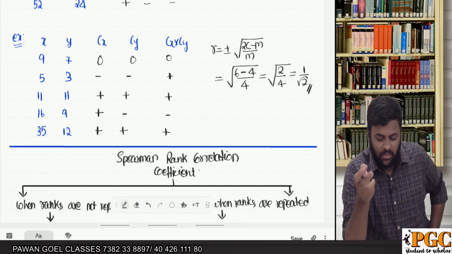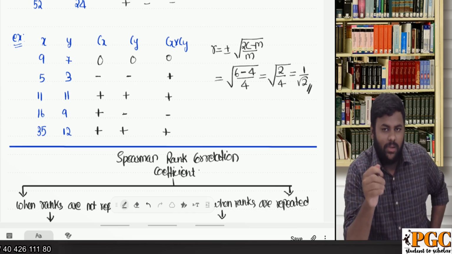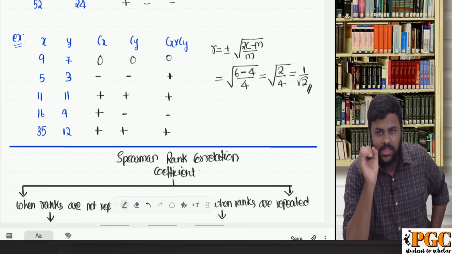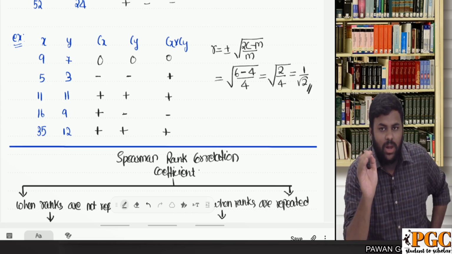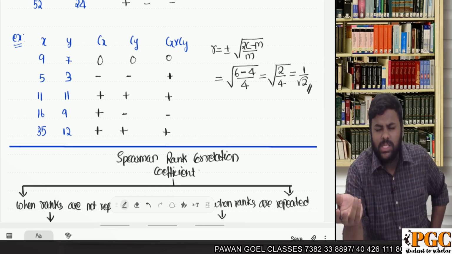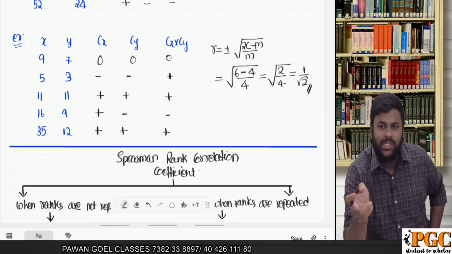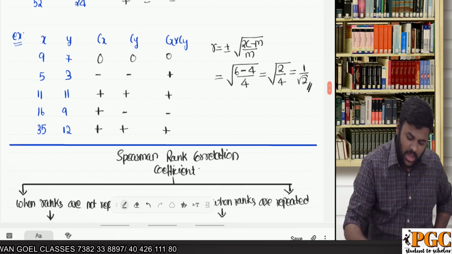So basically what we are supposed to do here is calculate the number of concurrents. After computing the number of concurrents, you are supposed to substitute in the formula under root 2C minus M divided by M. If 2C minus M is greater than 0, the outside sign would be positive. If 2C minus M is less than 0, the outside sign would be negative.